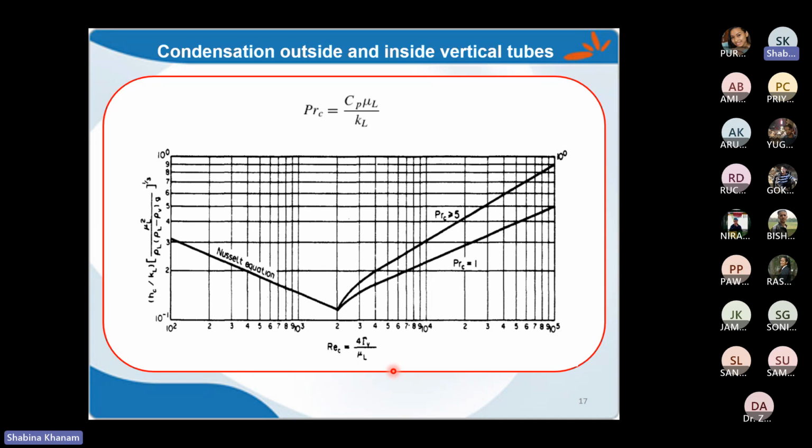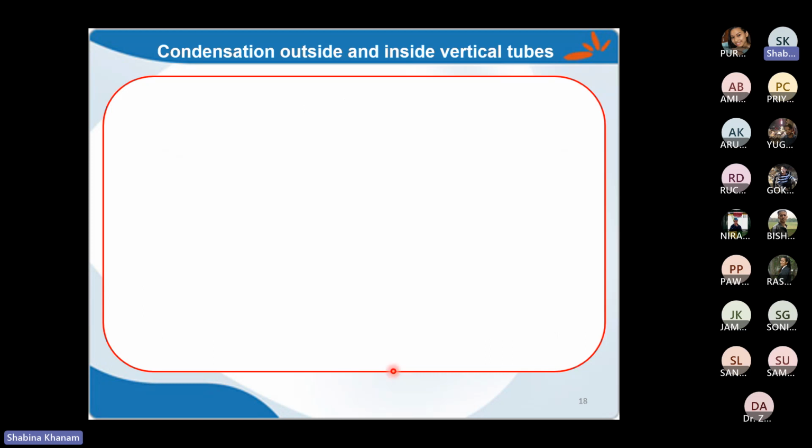Now, once I have the heat transfer coefficient in shell side and tube side of vertical tube, this will be valid for outside vertical tube. However, for inside of the vertical tube, we have another correlation. So this is given by Boyko and Kruzhilin. They developed the correlation for condensation in tubes.